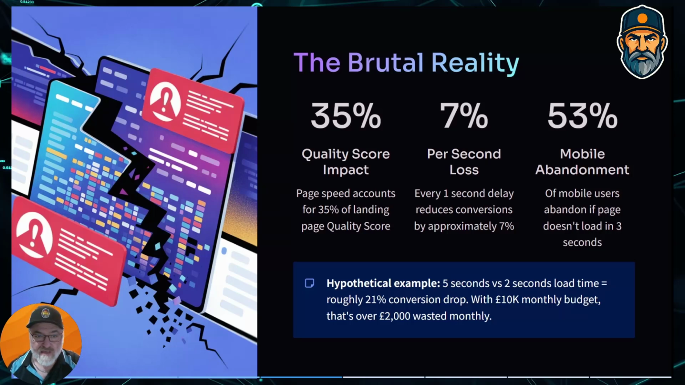As a hypothetical example, if your page takes, say, 5 seconds to load instead of 2, that's 3 seconds extra, which is roughly a 21% drop in conversion rate. With a $10,000 monthly budget, that represents about $2,000 in wasted spend every single month. That's a bit of coin there.